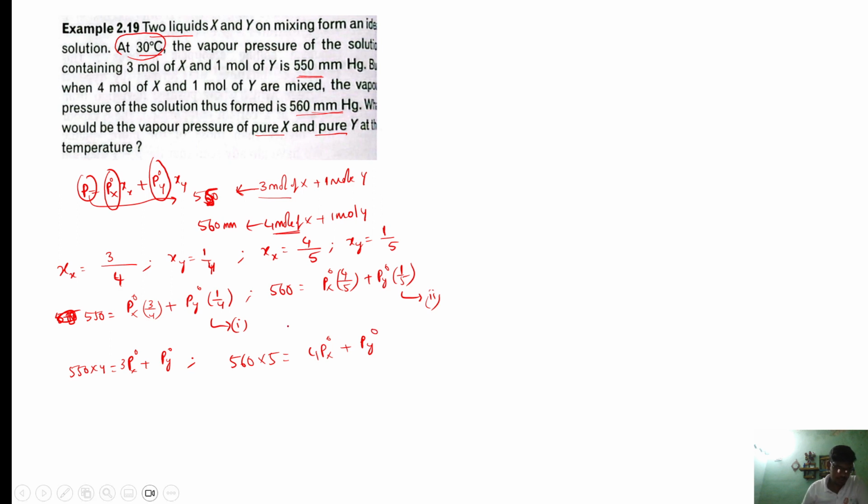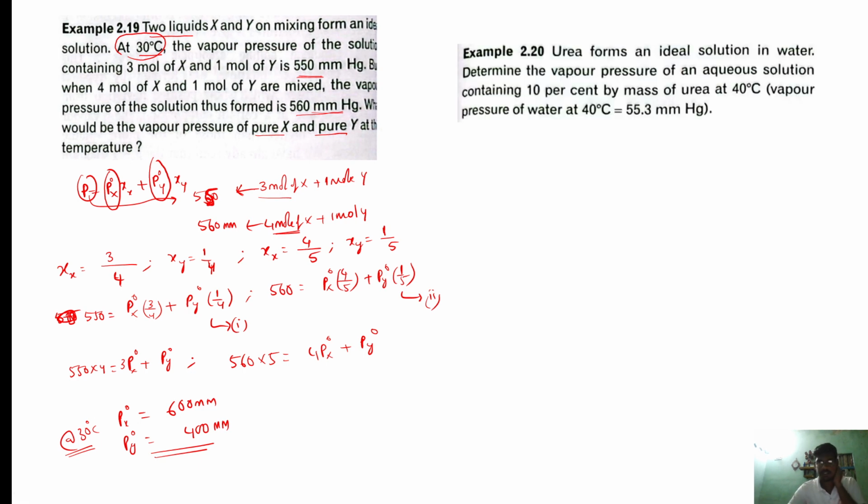Equate these two equations and you will get Px naught equal to 600 mm and Py naught equal to 400 mm. These are the pure vapor pressures of component X and component Y at 30 degrees temperature. So hope you understood, and there is another example problem. You please try this example problem, it is easy only.